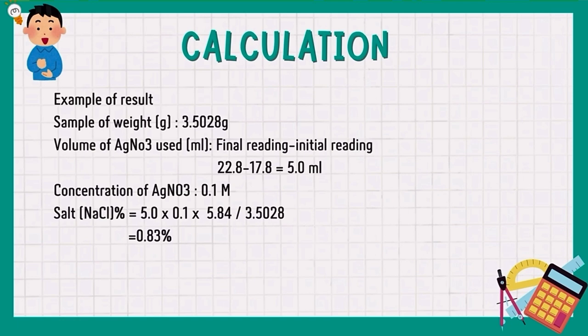The formula used to calculate the percent of salt in food sample is volume of silver nitrate used multiply concentration of silver nitrate and relative molecular mass per molarity of the sample of the salt divided by the weight of sample. The percent of salt in this experiment is 0.83%. Sample that we use is a slice of cake.